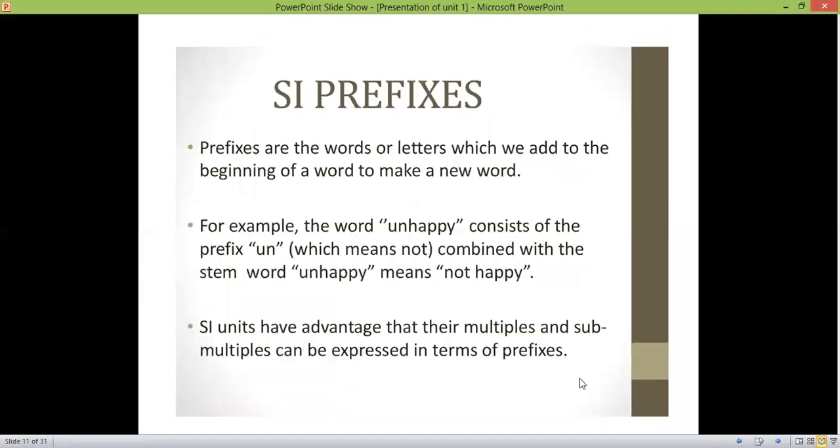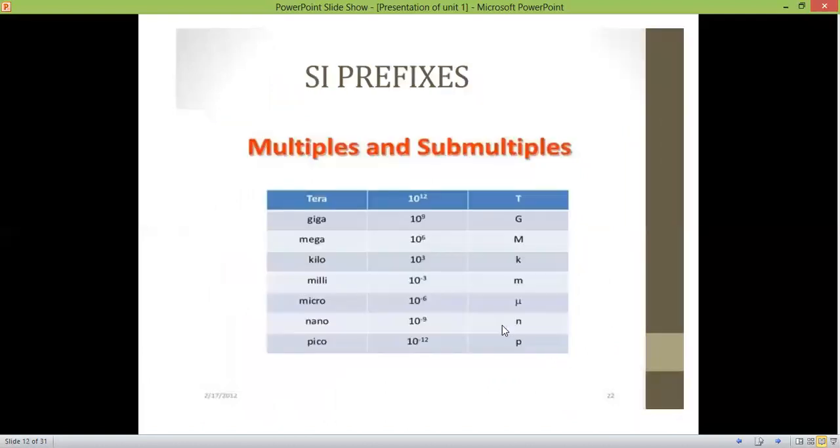Prefixes are basically the words or letters added before SI units. They are the terms used internationally for multiples and submultiples. Multiples are tens having positive power and submultiples are tens having negative power. The term used for 10 to the power 9 is giga, for 10 to the power 6 it is mega, for 10 to the power 3 it is kilo, and for 10 to the power minus 3 it is milli, 10 to the power minus 6 is micro, 10 to the power minus 9 is nano, and 10 to the power minus 12 is pico.